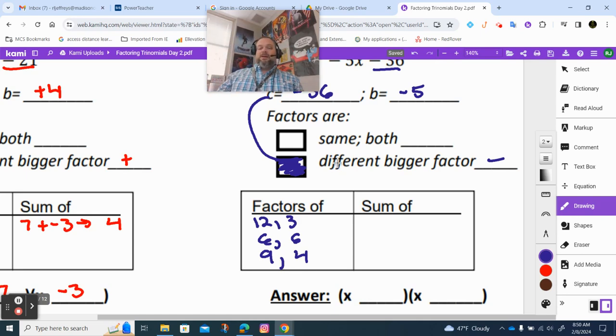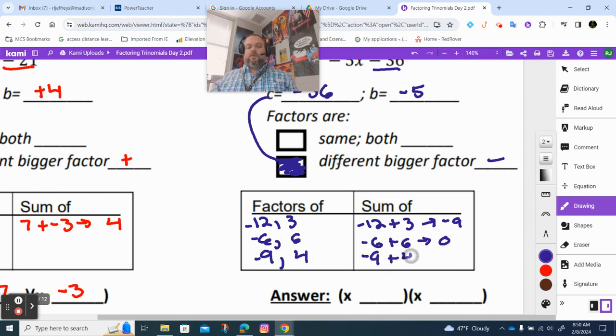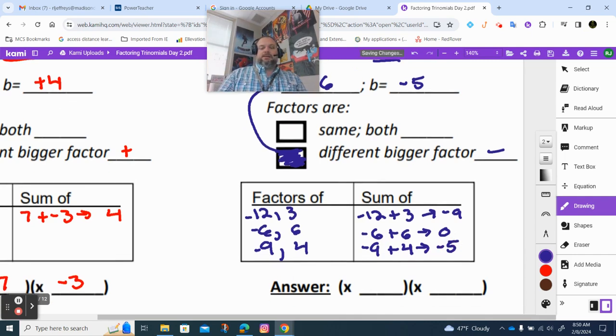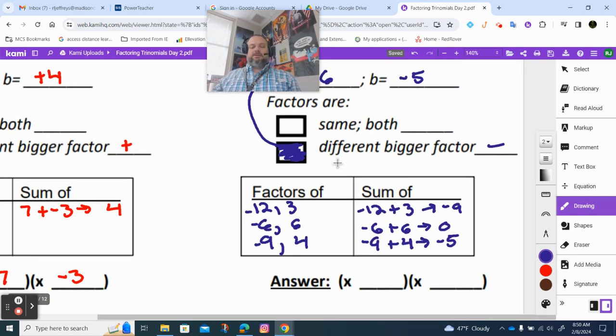So we said the bigger factor is negative, so we're going to do it like this. Negative 12 plus 3 is negative 9. Nope. Negative 6 plus 6 gives us 0. No. Negative 9 plus 4 is negative 5. Aha! So minus 9 plus 4.